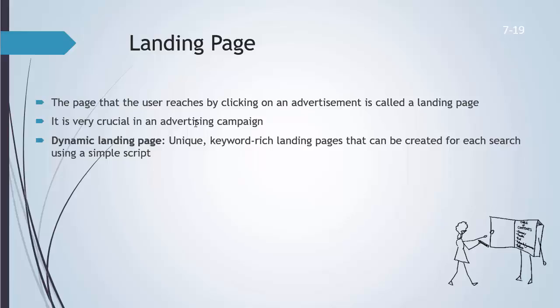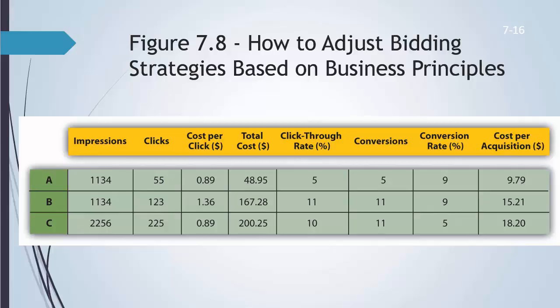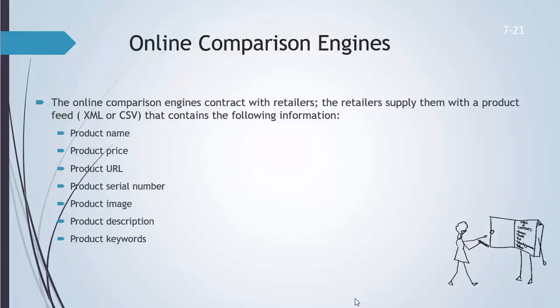Another thing to consider is where your advertisement might pop up: online comparison engines, where they're comparing your product to somebody else's. And so here's a list of different comparison engines that are out there. I've heard of NextTag. The others you check and see depending on what country you're in. But that's another place where you might get your advertising to come up. If you're going to do that, then you might need to provide some information to those comparison engines. So the information that you would need to provide is a product name, price, the URL, and so on.